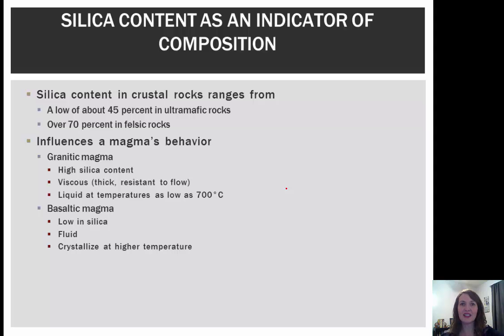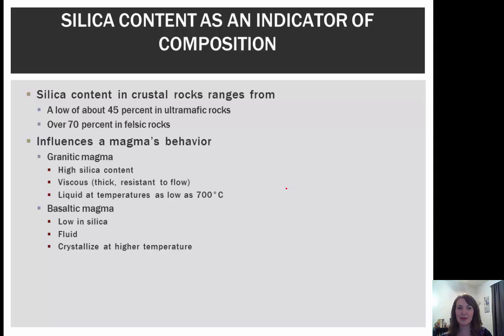Now, silica content can be used as an indicator of different types of compositions. So silica content in crustal rocks can range anywhere from about 45% to 70%. Now, silica influences a magma's behavior because granitic magmas, which have high silica content, are viscous. That means they're really resistant to flow. So it's going to be flowing something more similar to honey. It's liquid at temperatures as low as 700 degrees Celsius.